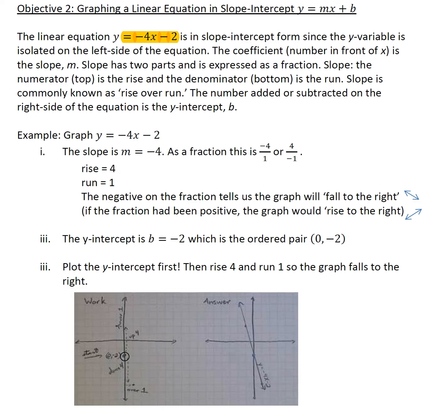What I like to do is from this y-intercept of negative 2, I like to go up 4, 1, 2, 3, 4, and over 1 to the left, since I know that my graph needs to have this falling to the right. The next thing I like to do is go back to my y-intercept, and I like to go down 4, 1, 2, 3, 4, and over 1 to the right.